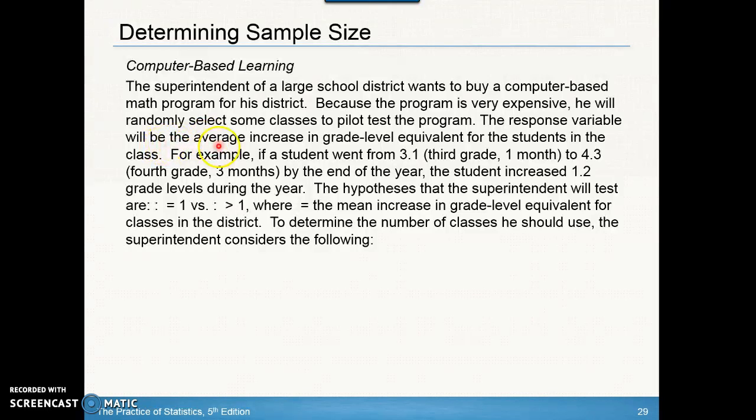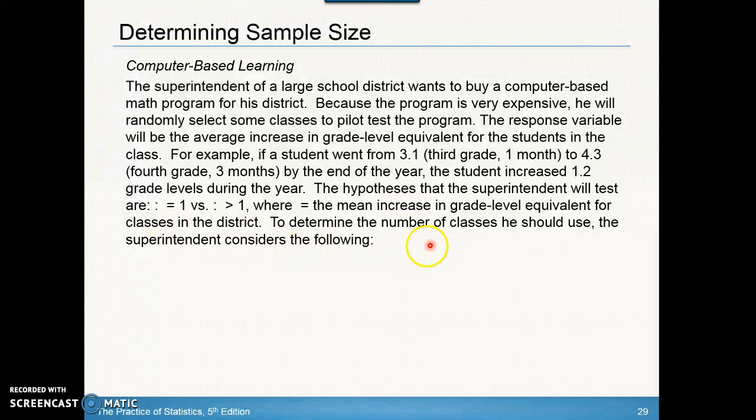The response variable will be the average increase in grade level equivalent for the students in the class. For example, if a student went from 3.1, third grade 1 month, to 4.3, fourth grade 3 months, by the end of the year they increased 1.2 grade levels. The hypothesis that the superintendent will test is the null, mu equals 1, that's the same as going up 1 grade level, versus the alternative, mu greater than 1, so they went up more than a grade level in a year, where mu is the mean increase in grade level equivalent for classes in the district.